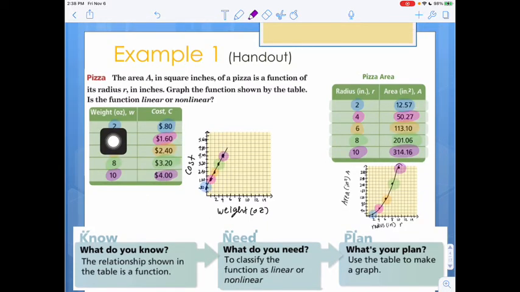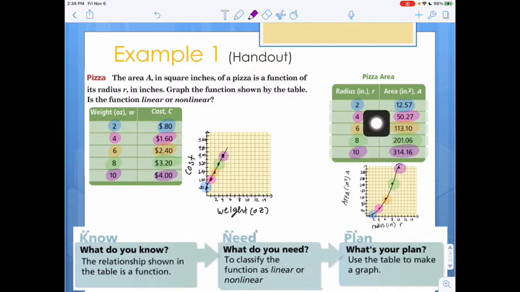If we look at the weight versus the cost, we have 2 and 80 cents, 4 and $1.60, 6 and $2.40, 8 and $3.20, 10 and $4. These form a perfectly straight line, so we say yes, this function is linear.